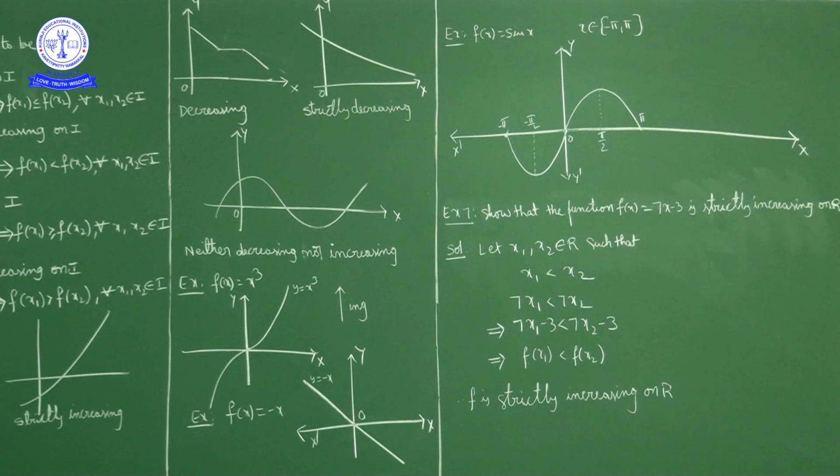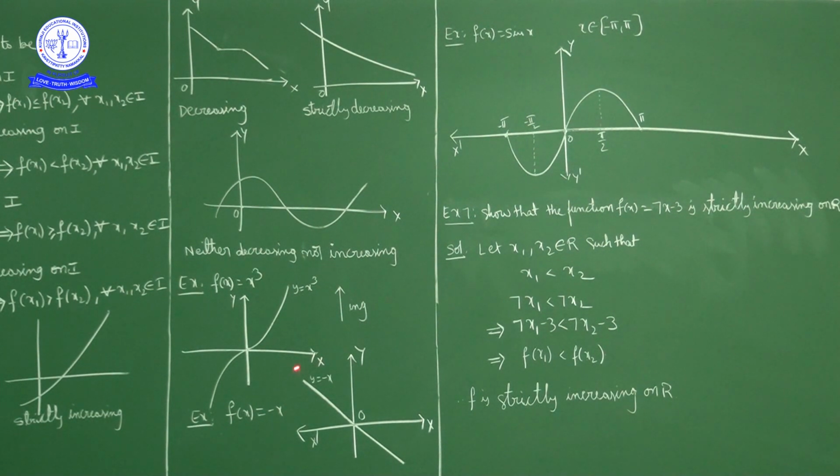Now you can check also. Take any two arbitrary elements, for example -2 and 3. -2 cube is how much? -8. 3 cube is how much? 27. Okay, -2 is less than 3, and f of -2 is less than f of 3. So it is a strictly increasing function.